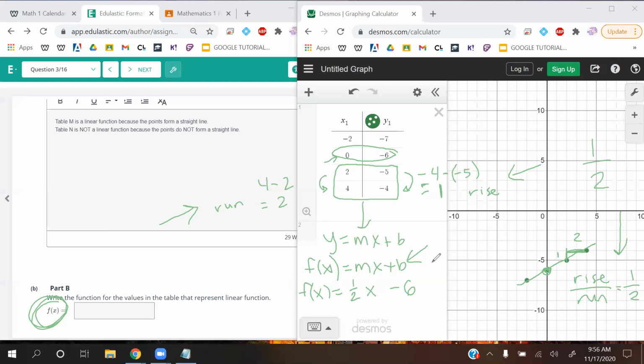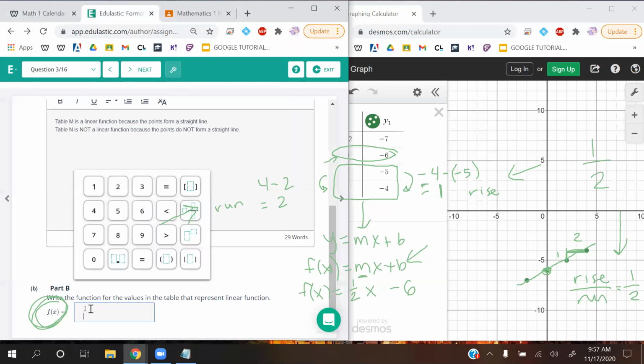Either way, you would get the same answer. And the 1/2 goes to replace the m value. So your final answer is 1/2 x minus 6. I'm going to go type that in now. There we go. Any questions on this?